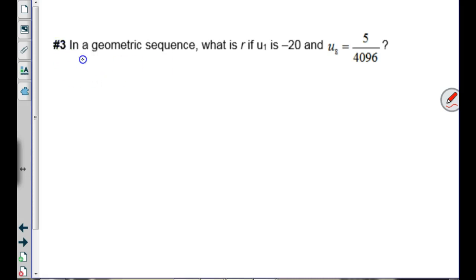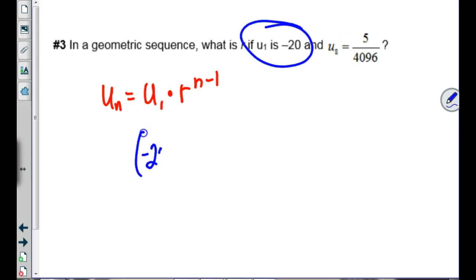Okay. In a geometric sequence, what is R if U sub 1 is negative 20 and U sub 8 is 5 over 9036? Okay. So the formula for geometric, I'm going to use U's because they're using U's, is any term is the first term times R to the n minus 1. What do we know here? Well, we know the first term was negative 20. We're trying to find R, right? What's n?